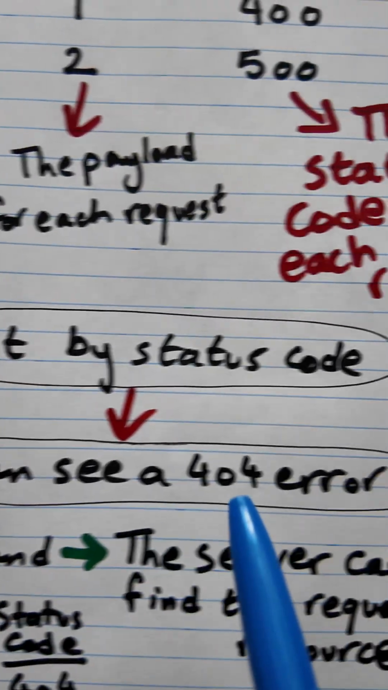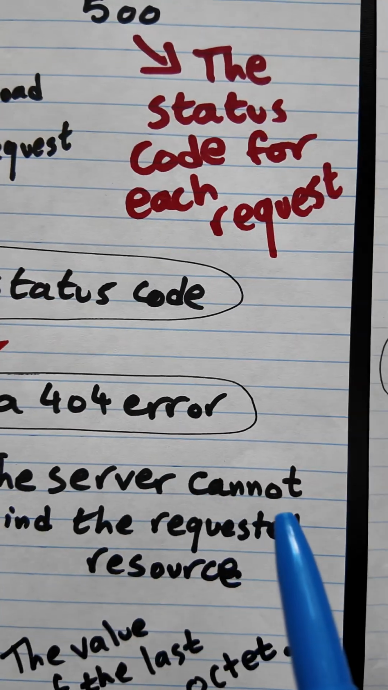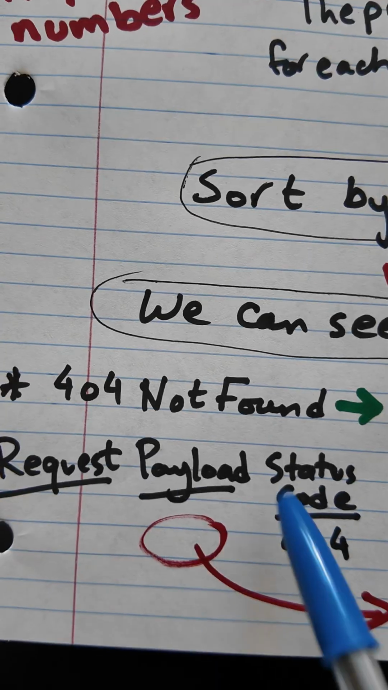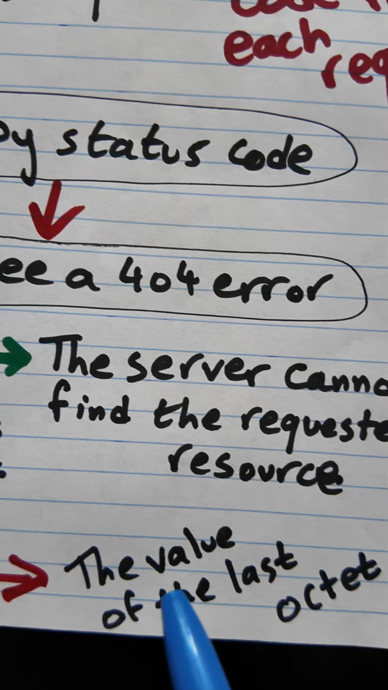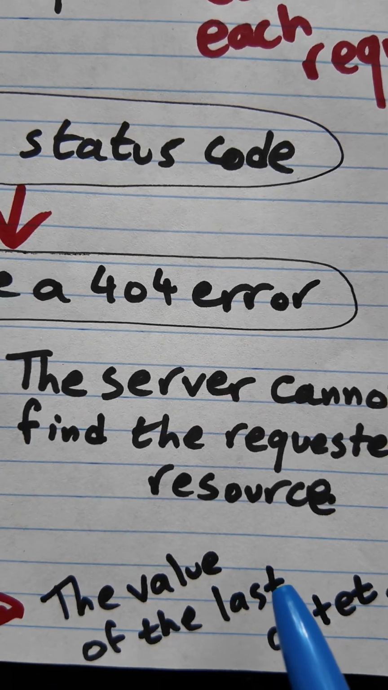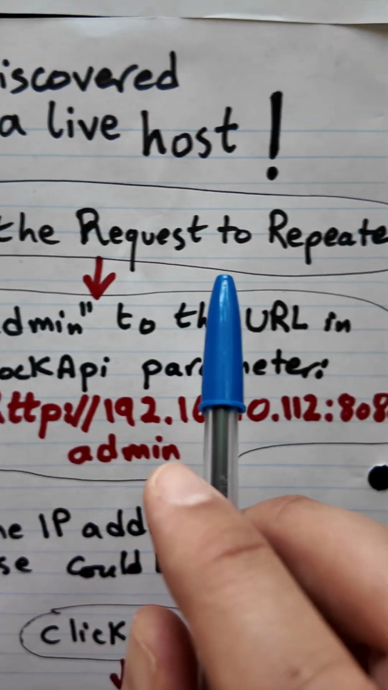We can see a 404 error. 404 Not Found means that the server cannot find the requested resource. The value in the payload column for the status code 404 is the value of the last octet. We've discovered a live host. We send the request to Repeater.